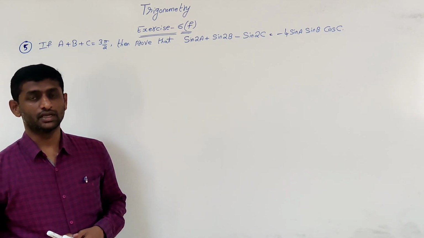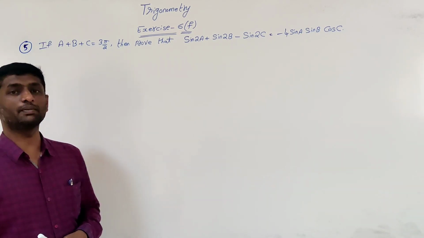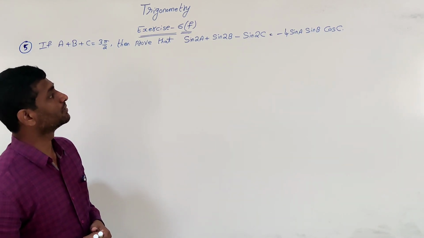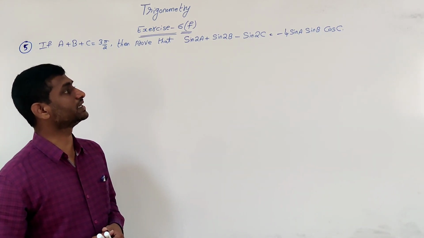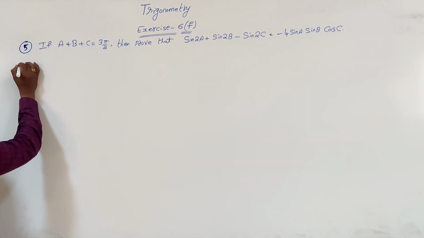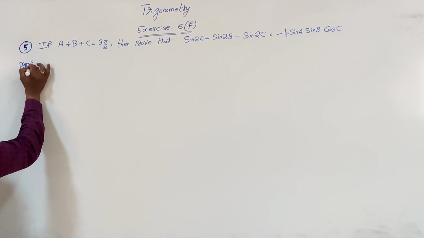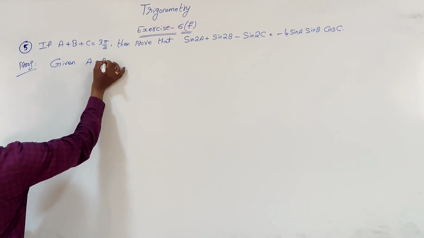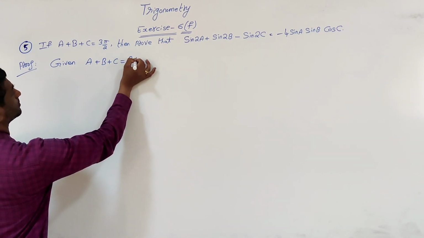So next problem is if A plus B plus C is equal to 3 pi by 2, means it's 270 degrees, then prove that sin 2A plus sin 2B minus sin 2C is equal to minus 4 sin A sin B cos C. So the condition is different. What is the condition? Given A plus B plus C is equal to 3 pi by 2.